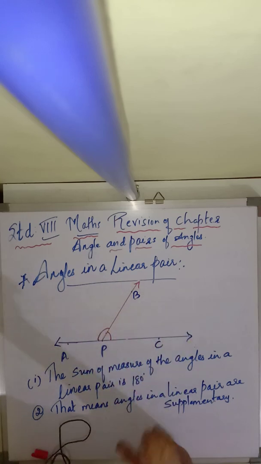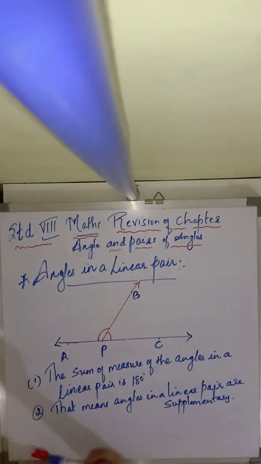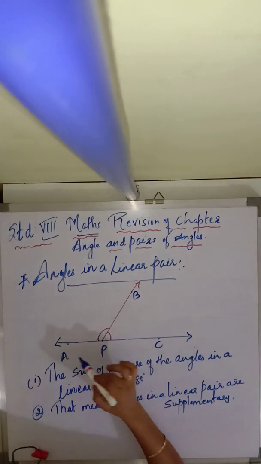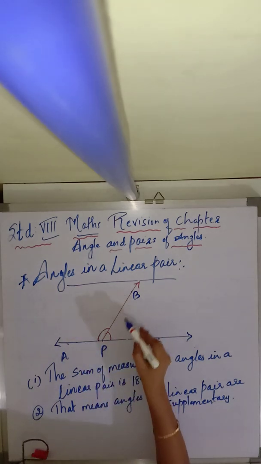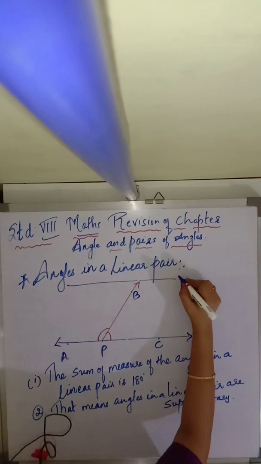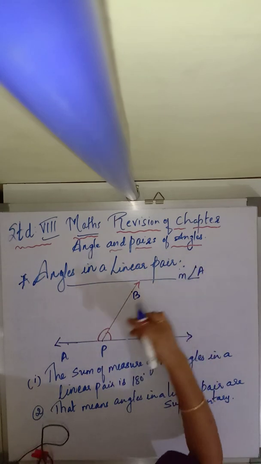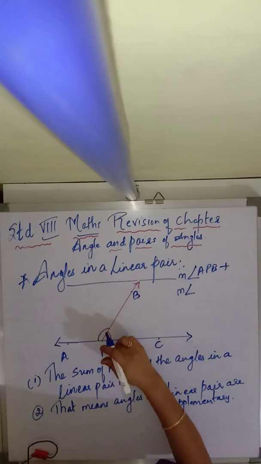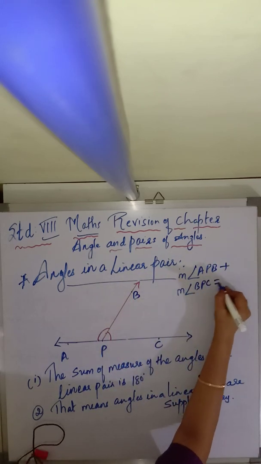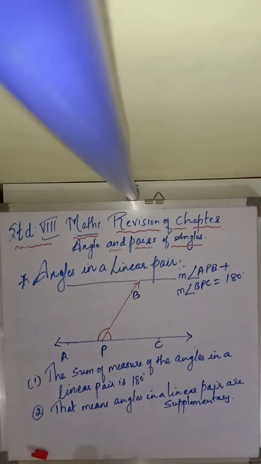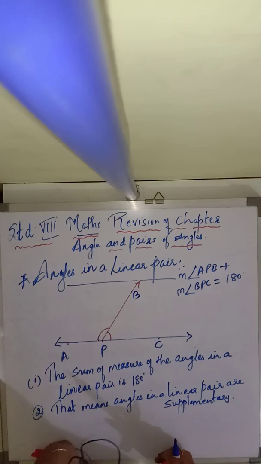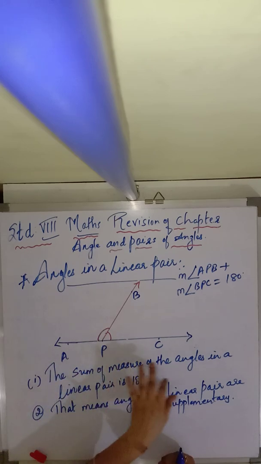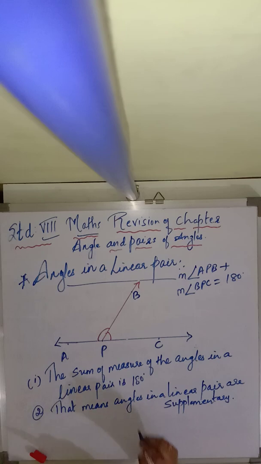This figure is the same as the supplementary angles we had drawn. Yes or no, children? That means the sum of measures of angle APB and angle BPC is 180. That means measure angle APB plus measure angle BPC is equal to 180 degrees. Why? Because we have already learned about supplementary angles. So children, the sum of measures of angles in a linear pair is also 180 degrees.